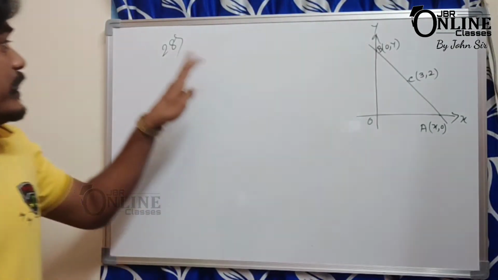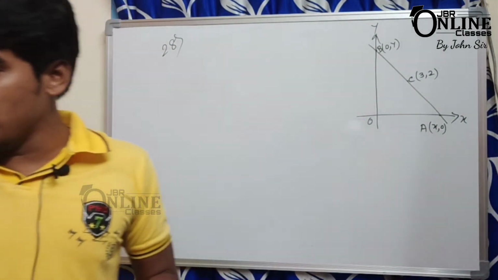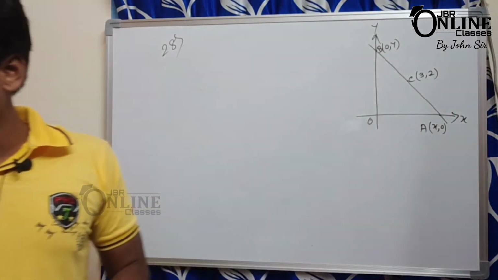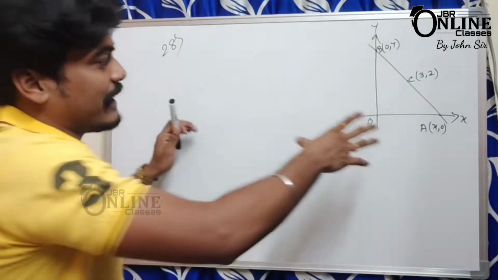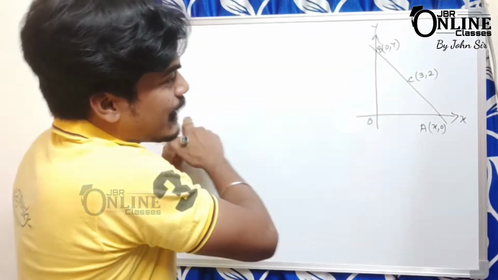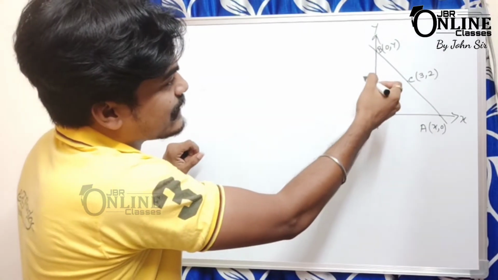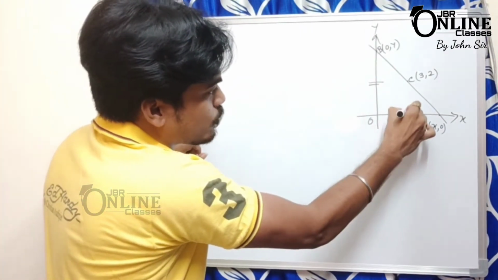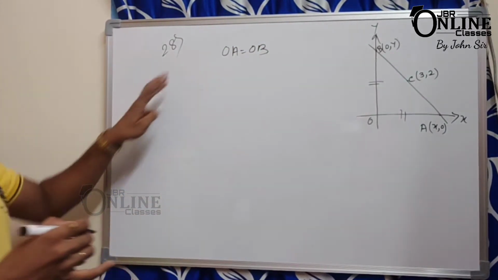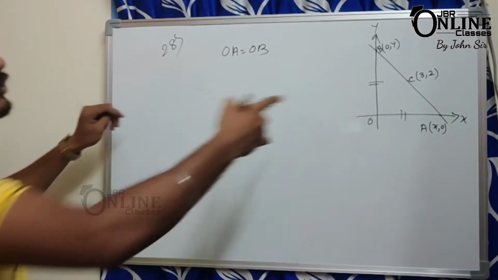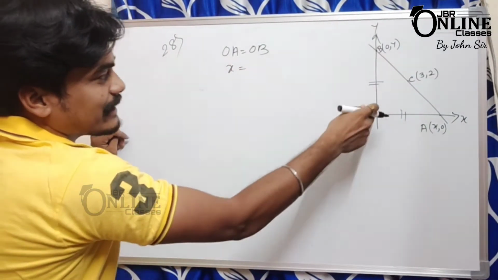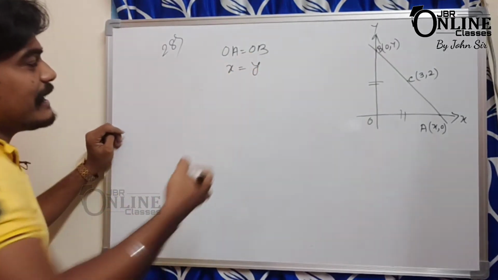So now sum number 28. In sum number 28: find the equation of the straight line containing the point (3, 2) and making positive equal intercepts on the axes. So that is the given straight line, containing the point (3, 2) and making equal intercepts, that means OA equal to OB. Okay, so you can write here OA equal to OB, that we are equal intercepts. So if OA equal to OB, the length of OA equal to x and the length of OB equal to y. So from that x equal to y.